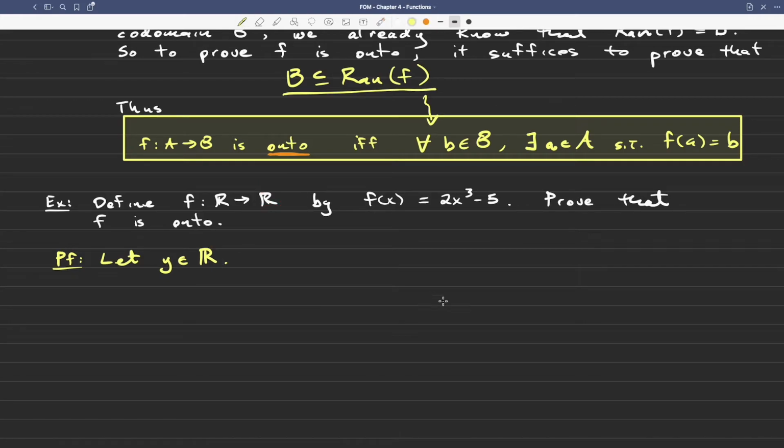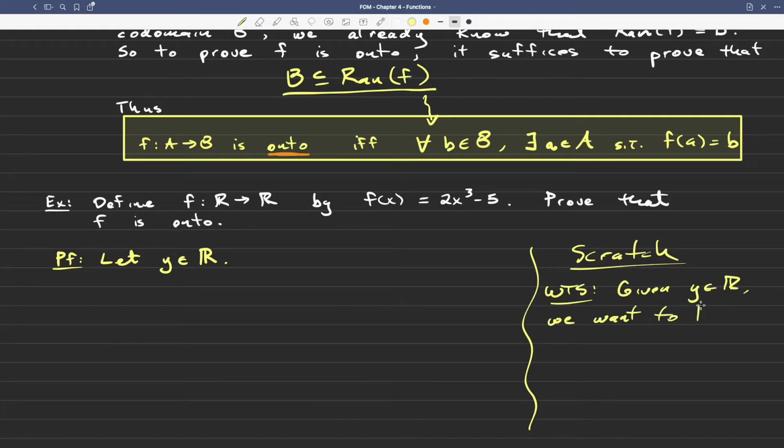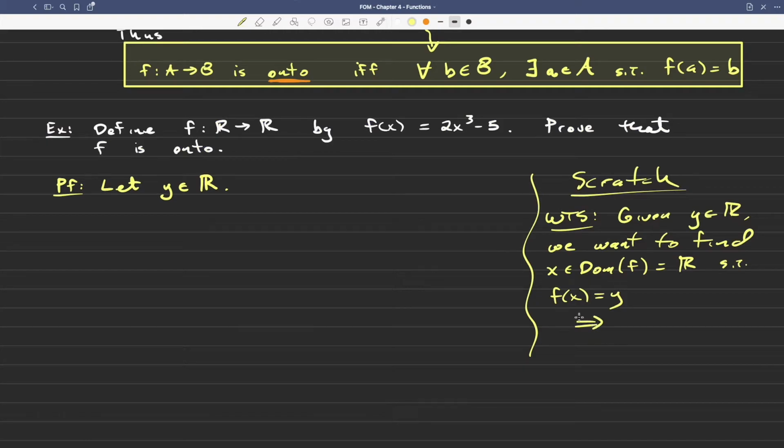That's the codomain, right? That's why I'm choosing that set. Let me do a little scratch work over here. Given y in the reals, we want to find some x in the domain of the function, and the domain of this function is the reals also, such that whenever we put x into the function, we get back y. That's the same as needing 2x cubed minus 5 equal to y. So how can we find an x that satisfies that? Well, we can just solve that equation for x in terms of y.